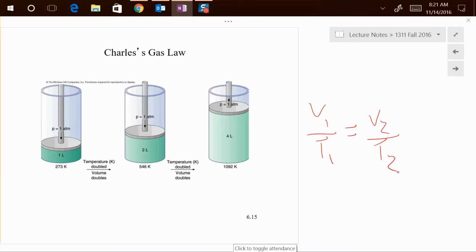It doubles. Because I doubled the temperature, it doubles the volume. 1 liter to 2 liters. I double the temperature again, it doubles the volume again. This is a direct relationship. Okay, direct relationships.